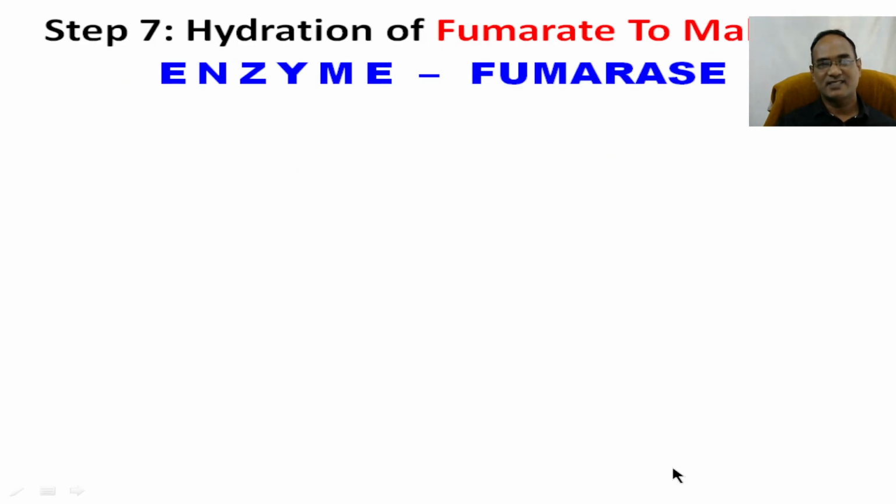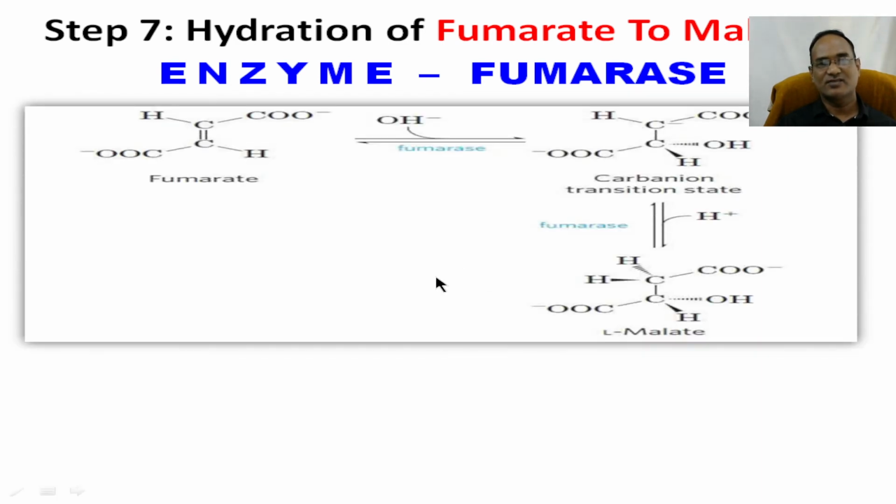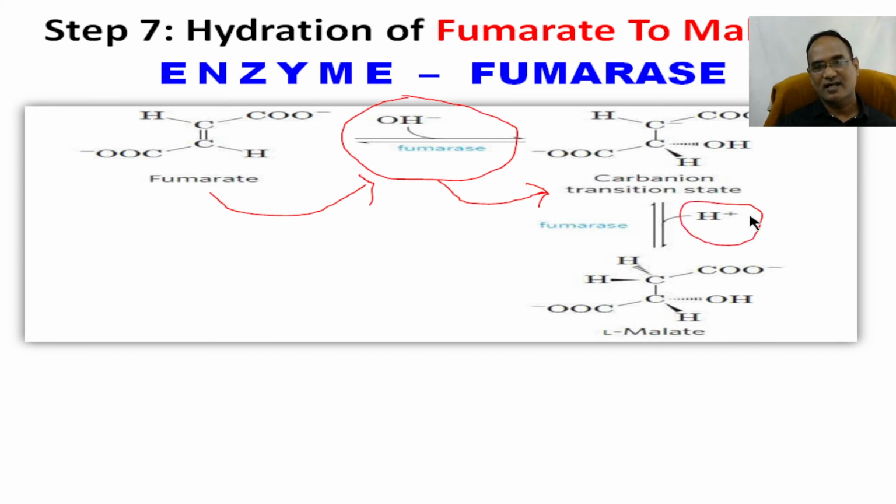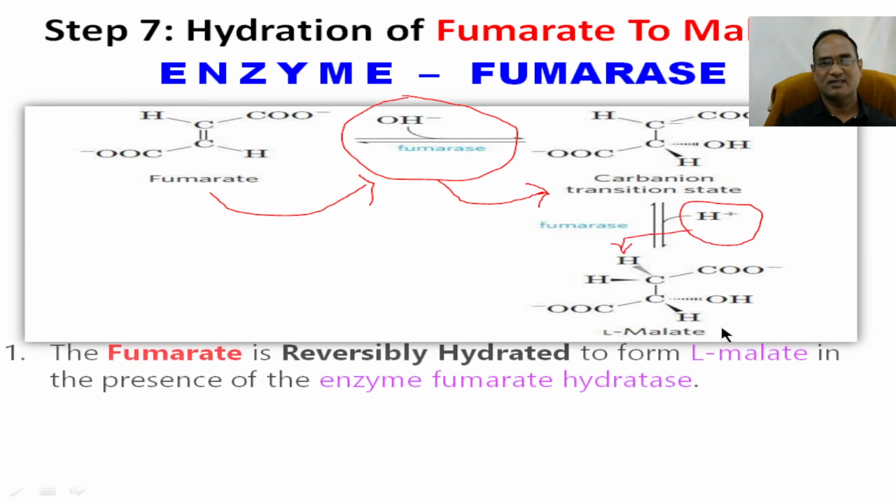The seventh phase is hydration of fumarate into malate. We are going to include one more water molecule in this process. So fumarate may be converted into L-malate. For this process, one hydrogen is included, and again one more hydrogen is included. So H2O is included in this phase to form L-malate.